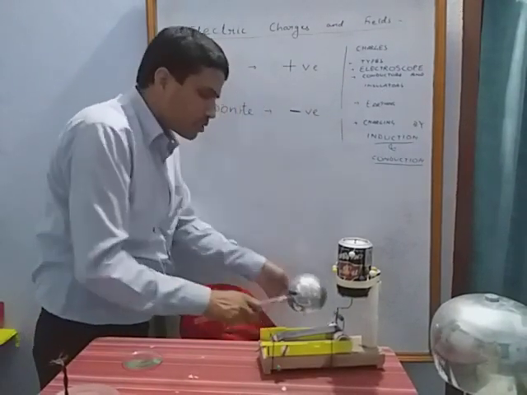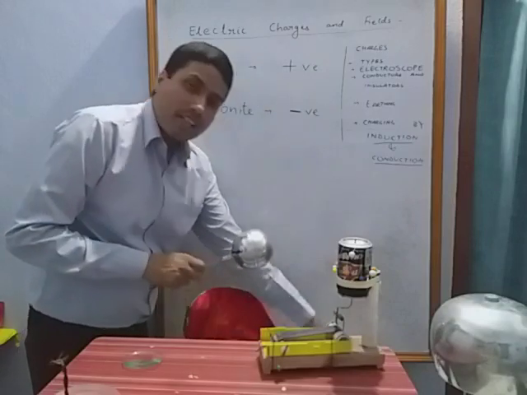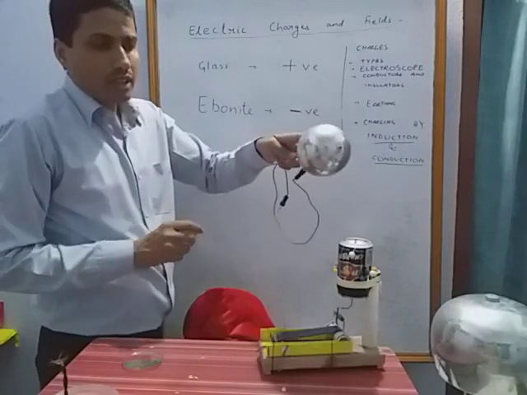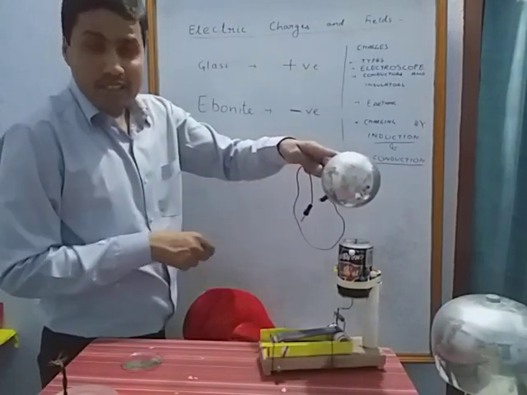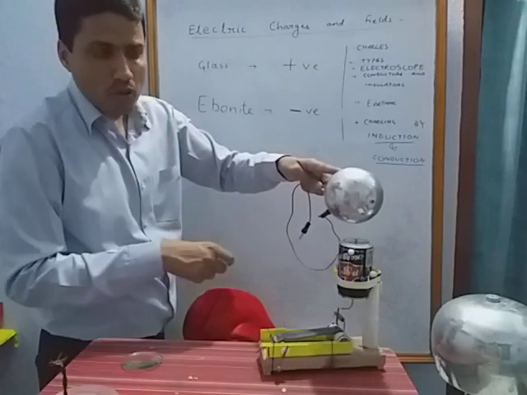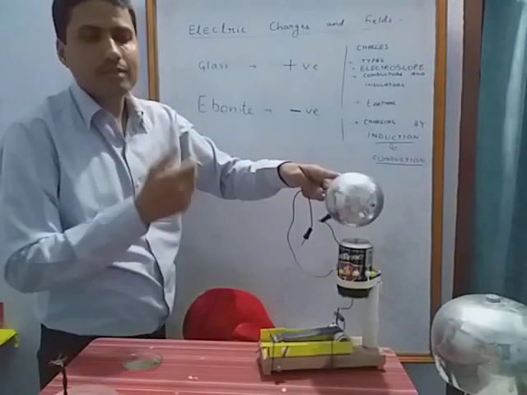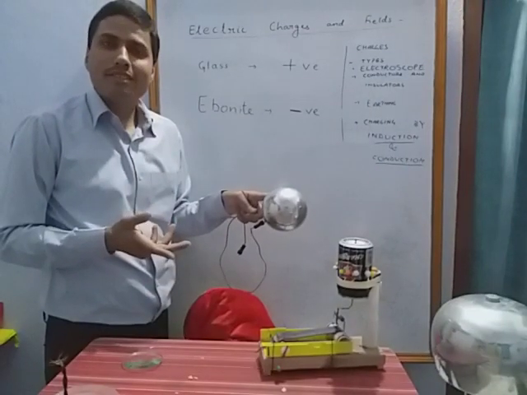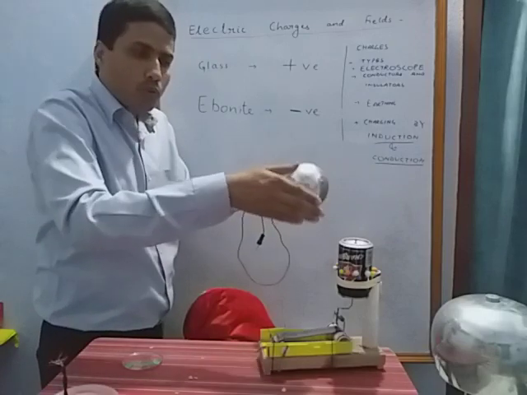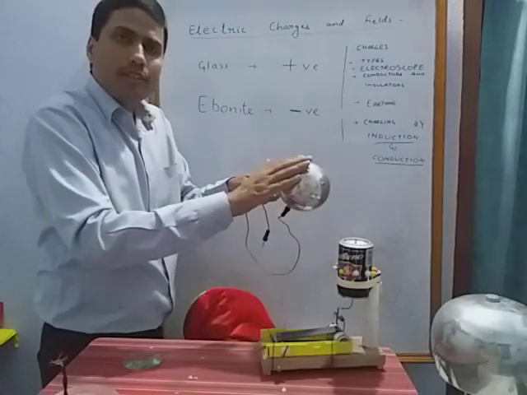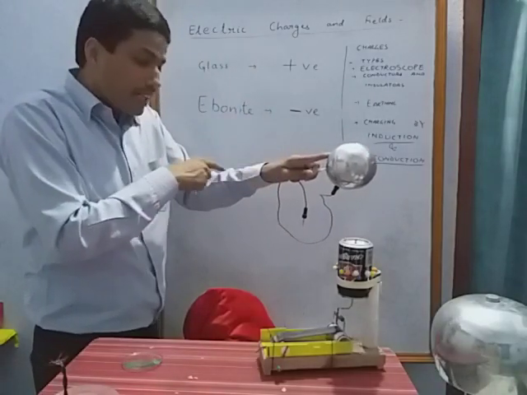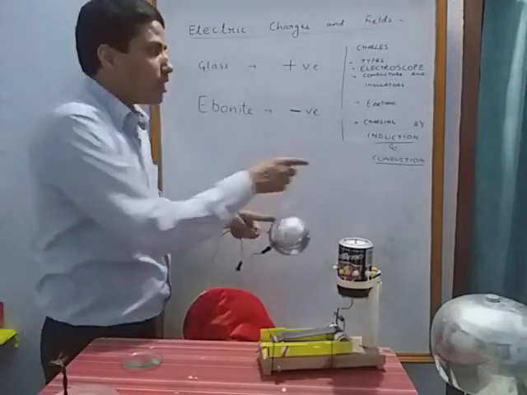Try to do these activities at home, students. They are quite enchanting. The moment I touch this metal with the metal can, observe carefully what happens to these balls. What happened? Yes, you are right. Those extra electrons, they flow from the can to the metal, to my finger, to my hand, and to the earth. This is called earthing.